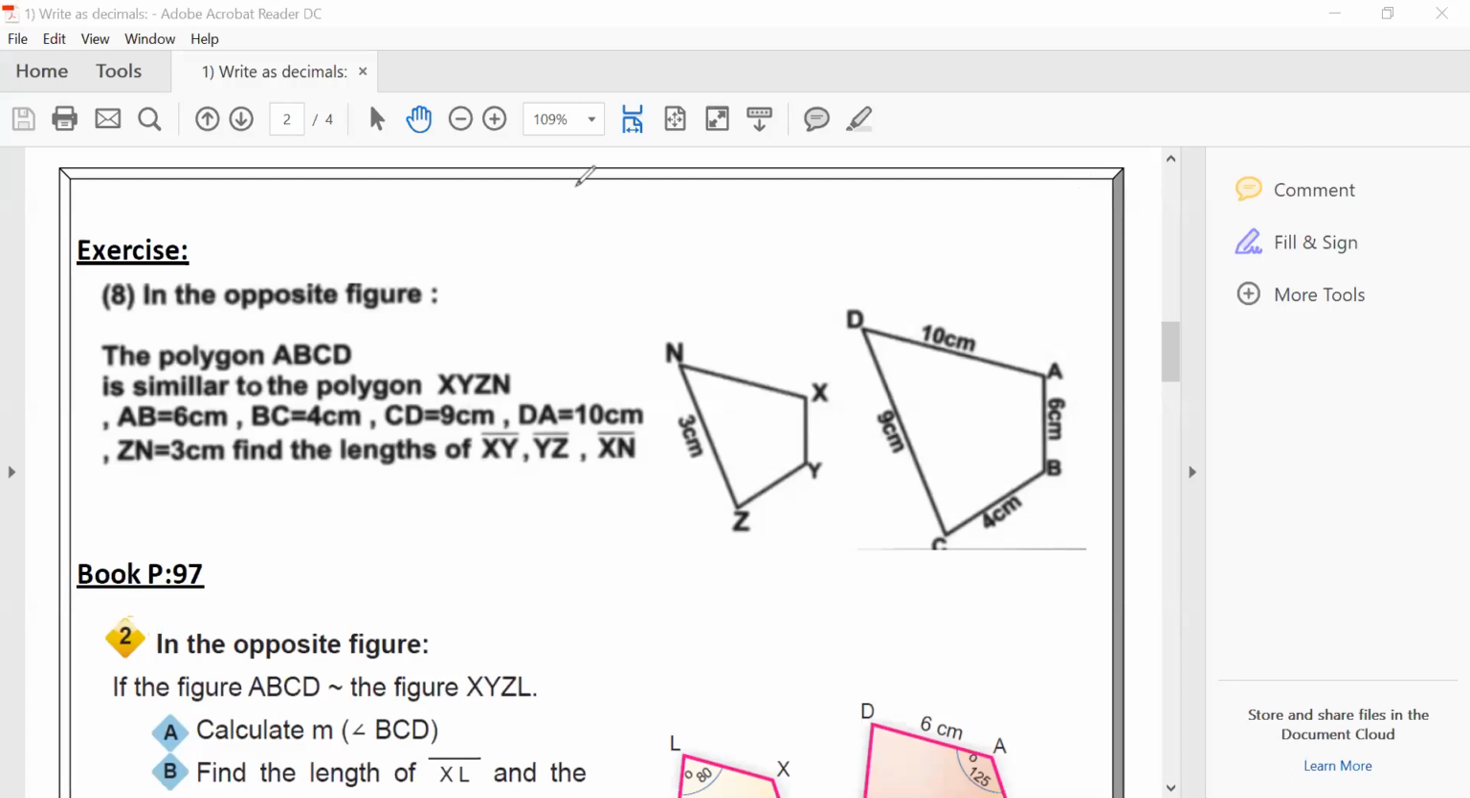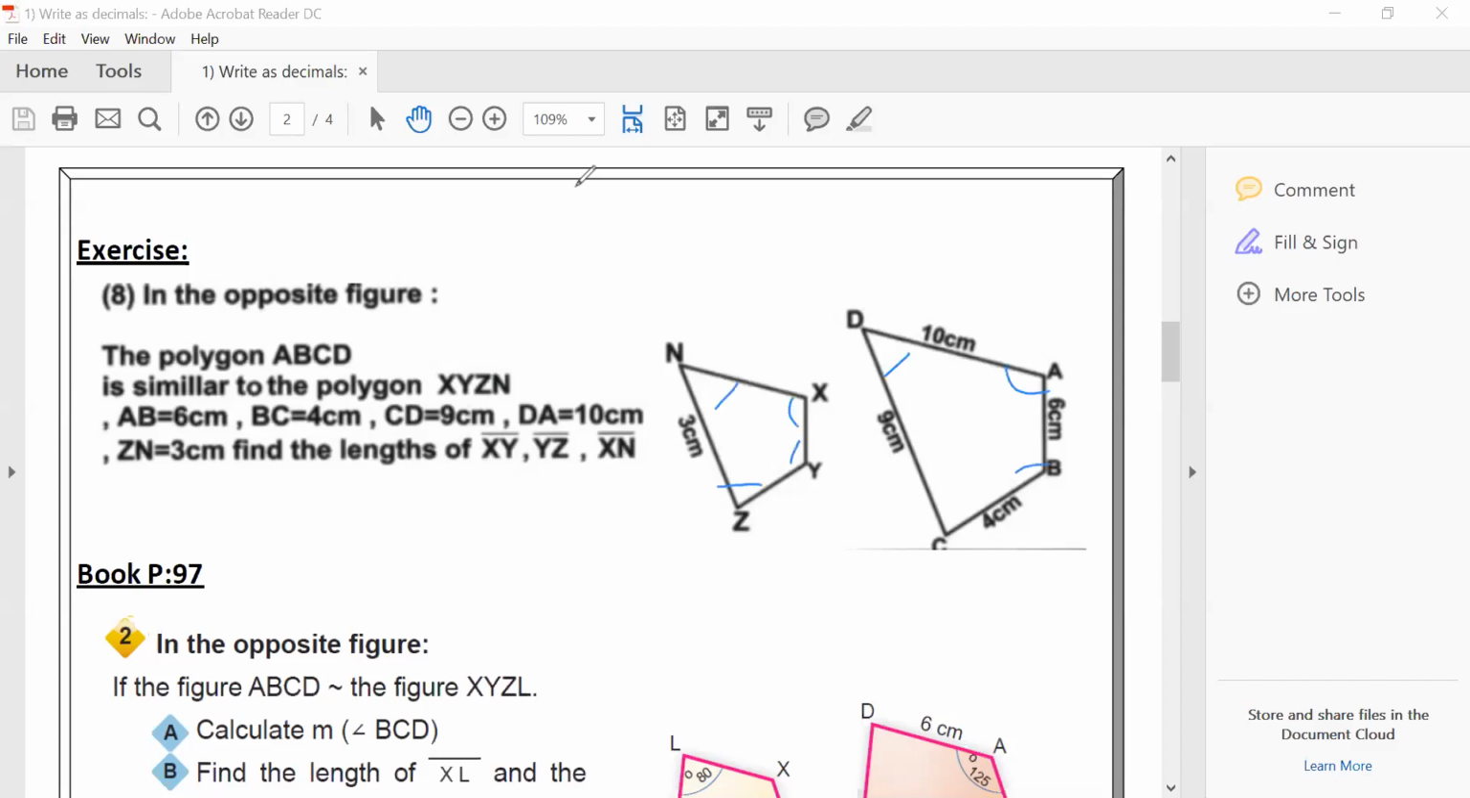What are the 2 conditions, ya Malak? If I want, for example, to prove that 2 polygons are similar, the 2 conditions must be verified. Suppose that the proportional sides have a constant ratio and the angles are equal.